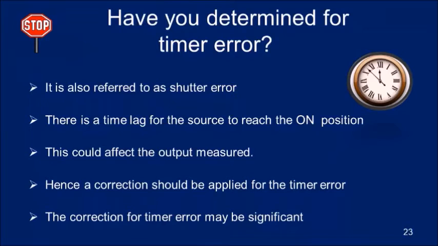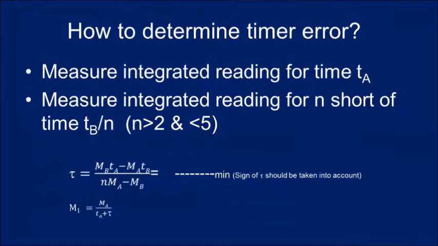Correction for timer error may sometimes be very significant, and most of the cobalt units nowadays are made such that the timer starts when the source is in position, but still there could be some timer error. So how do you determine the timer error? The method is like this. You measure for maybe 3 minutes or 5 minutes in an integrated mode, which is for a time TA, and take the value as MA.